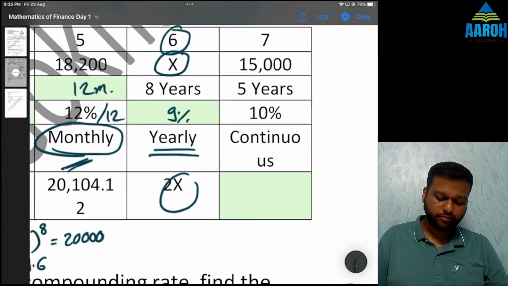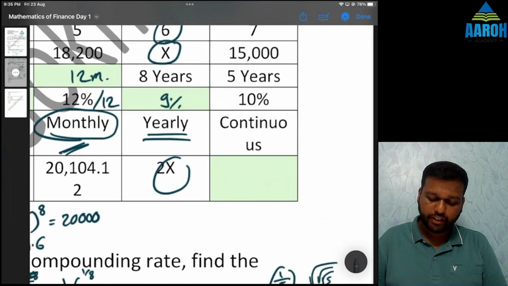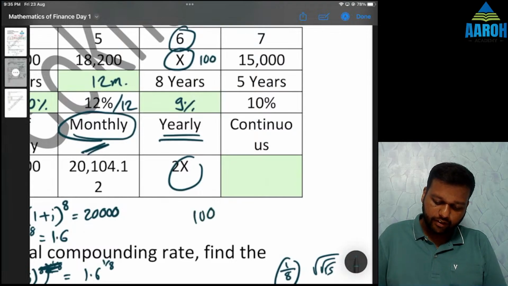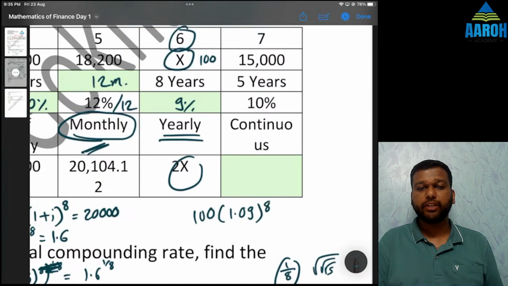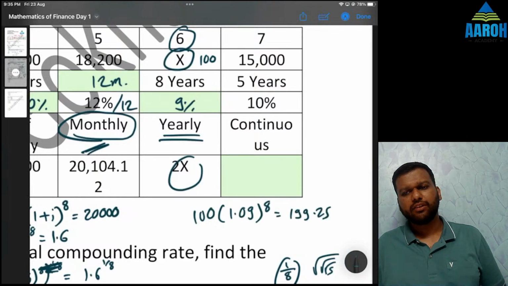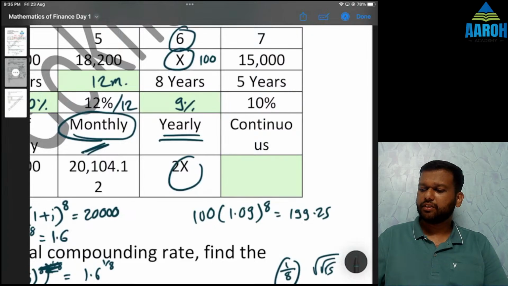Okay. We can actually check if this works. So let's say principal is 100. Check 100 into 1.09 raised to 8. Check if that is happening. 1.09 into and then 7 times equal to, into 100. We are getting 199.25, which is nearly doubled, right? So approximately we get the correct answer for this.